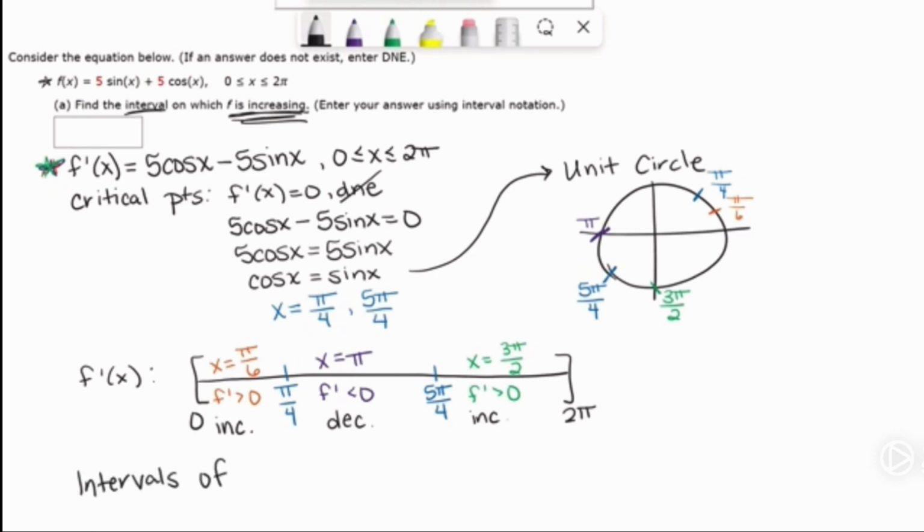So our intervals of increasing can be stated as 0 to pi over 4, and another interval on which it's increasing is 5 pi over 4 to 2 pi, since between those there are values in which they are increasing. And so those are the intervals of increase.